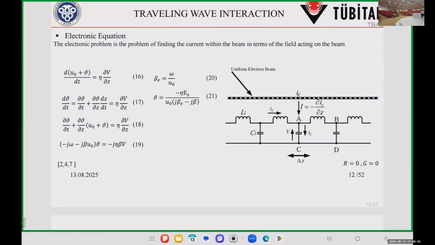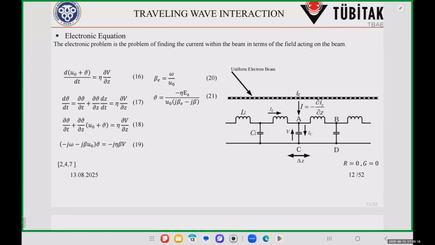It can be explained by the effect of electric field and current between the beam and the electromagnetic wave. Due to this reason, we can say the electron bunching process starts after this beam wave interaction.